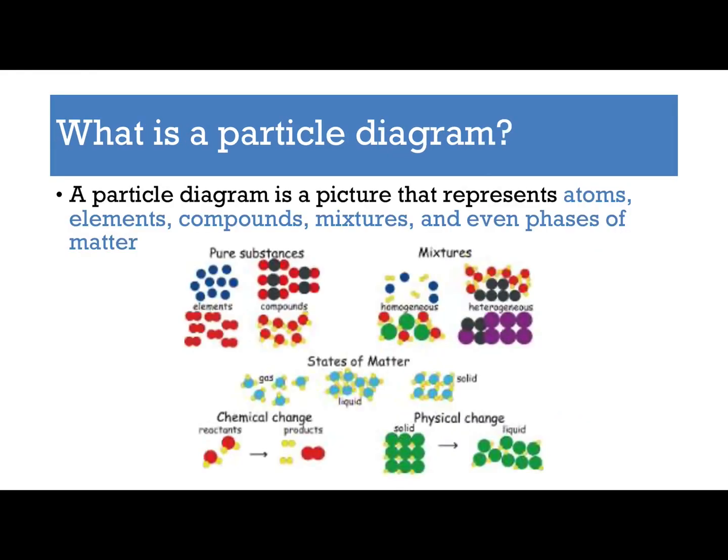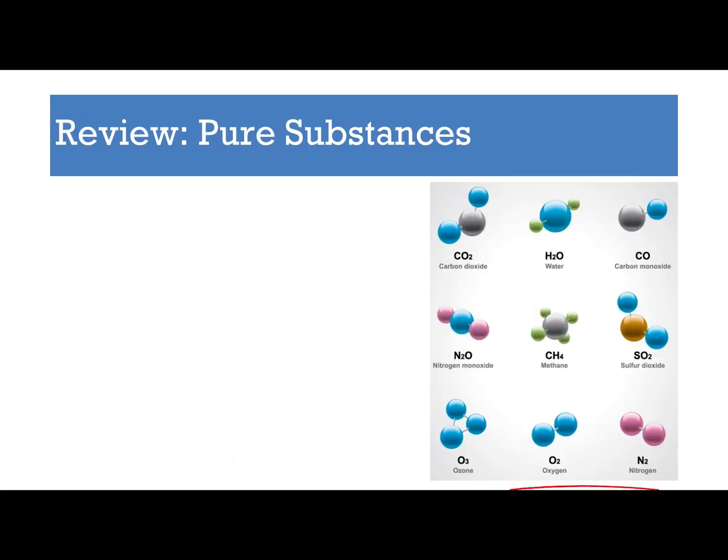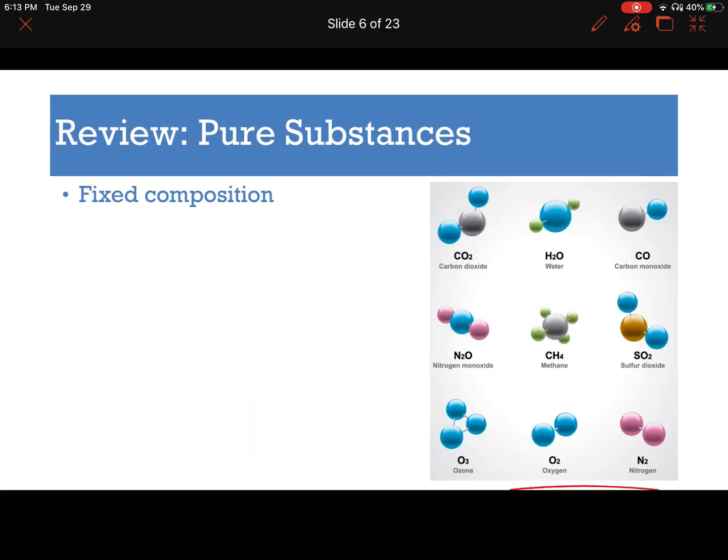So a quick review on pure substances. Pure substances have fixed composition, meaning water will always be H2O. You can't just add an H, take away an O, add some other things because you feel like it. Water will always be 2 H's and 1 O. And they will always have distinct properties. So no matter where you look at water, it will always be the same.